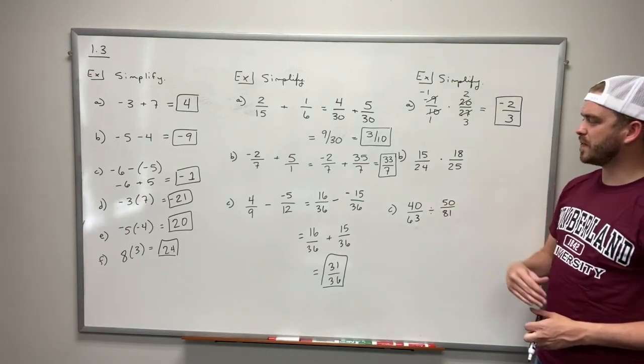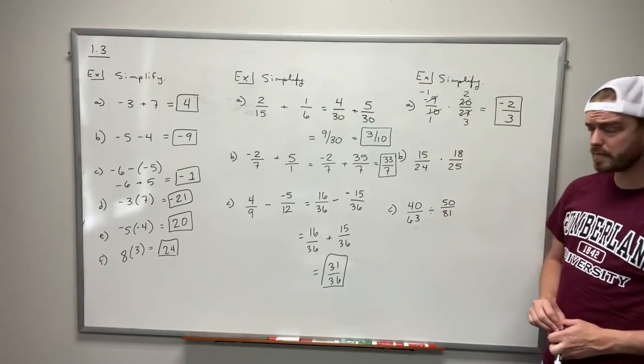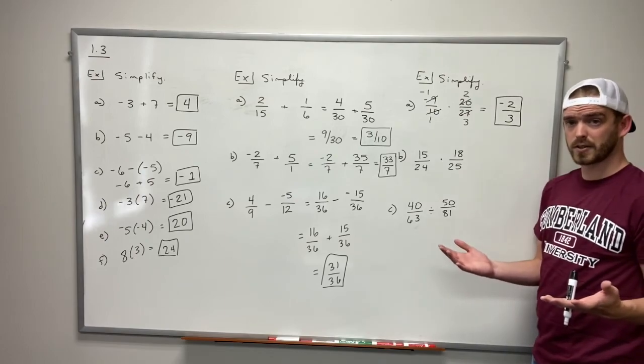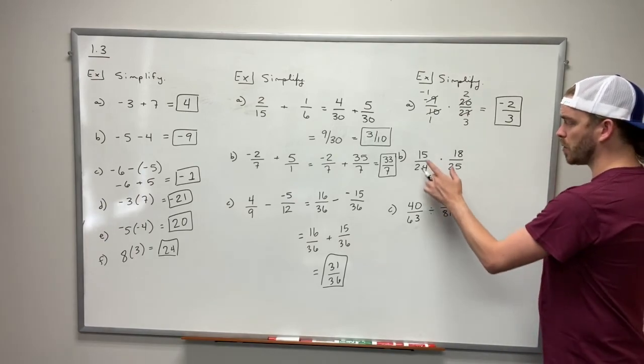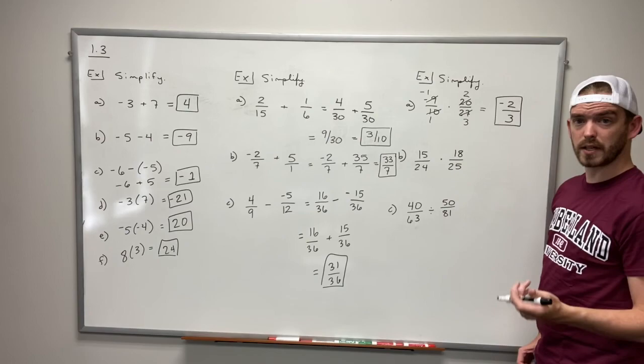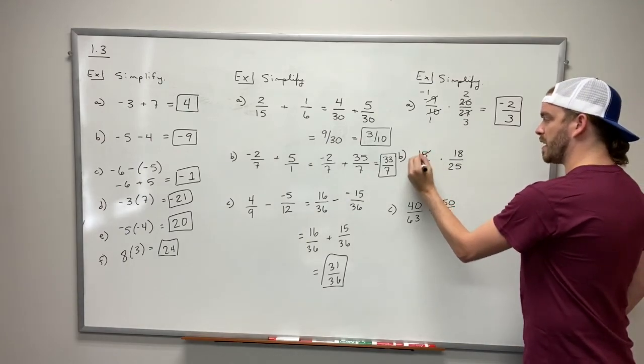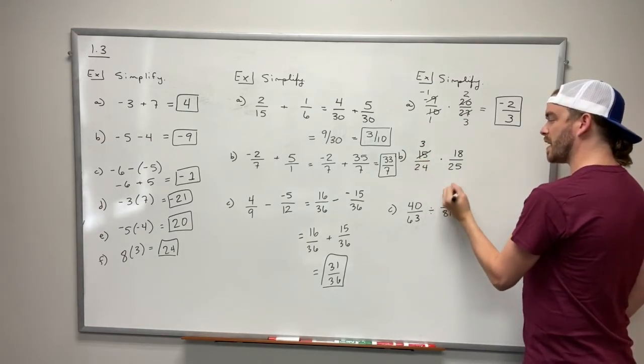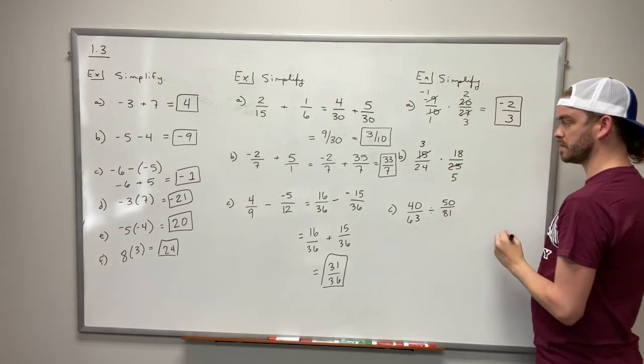We have 15/24 times 18 over 25. Can we cross-cancel? Yeah, we can. What's a number that goes into 15 and 25? Well, that's 5. 5 goes into 15 3 times. 5 goes into 25 5 times.